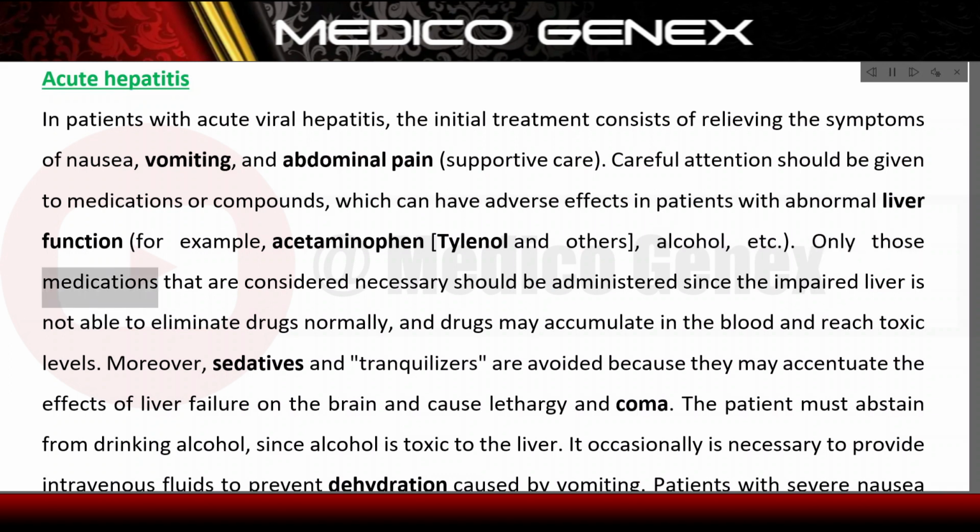Only those medications that are considered necessary should be administered, since the impaired liver is not able to eliminate drugs normally, and drugs may accumulate in the blood and reach toxic levels. Moreover, sedatives and tranquilizers are avoided because they may accentuate the effects of liver failure on the brain and cause lethargy and coma. The patient must abstain from drinking alcohol, since alcohol is toxic to the liver.